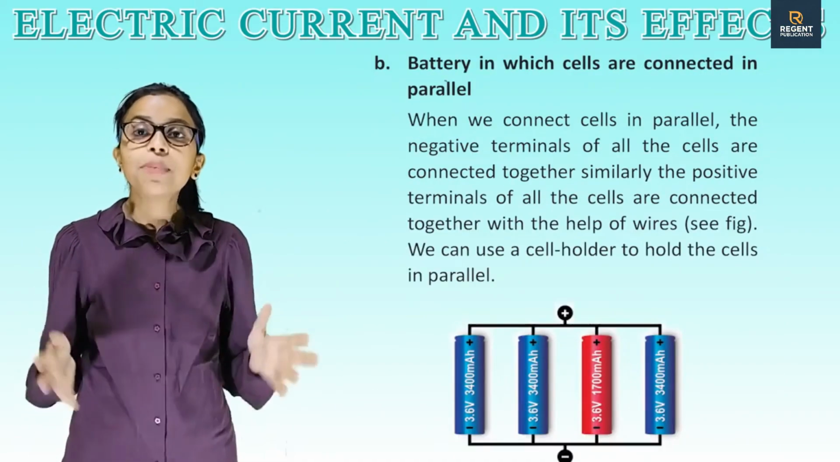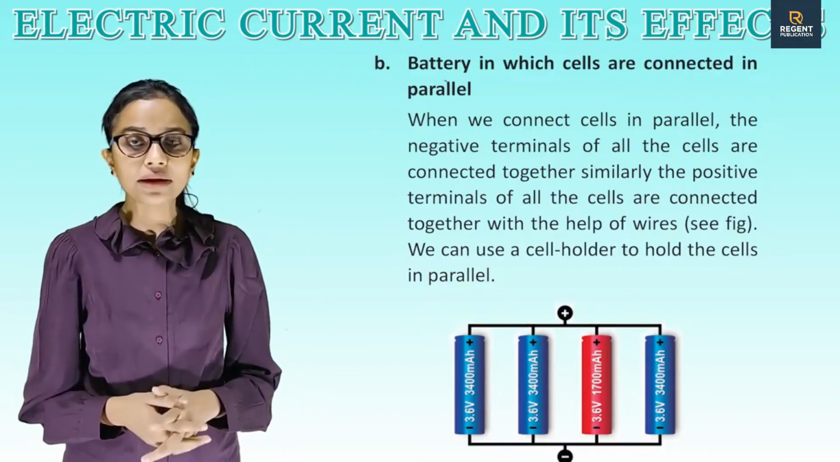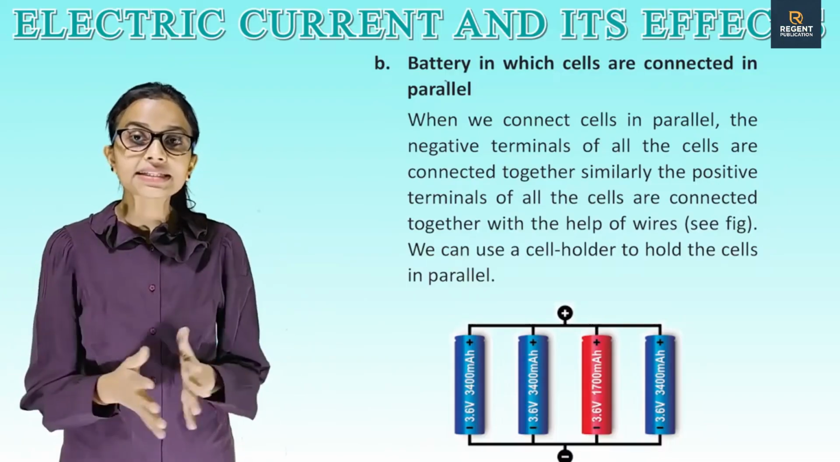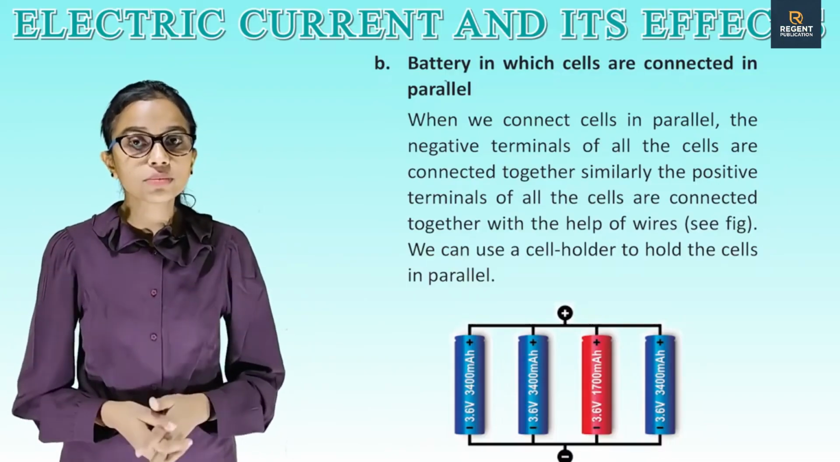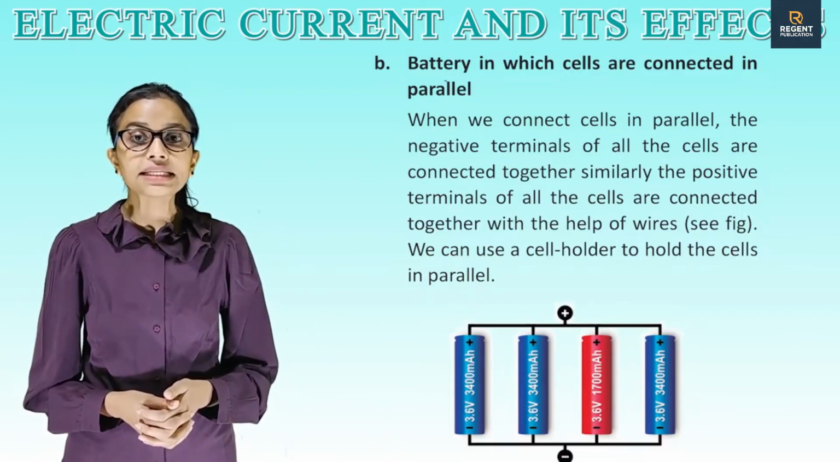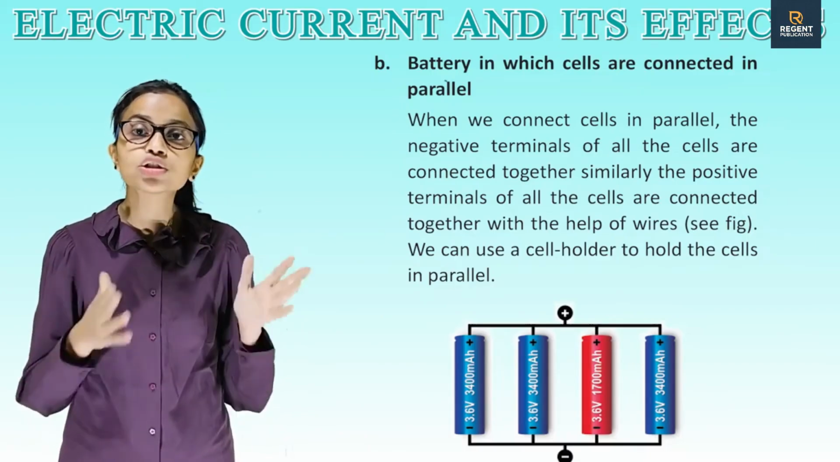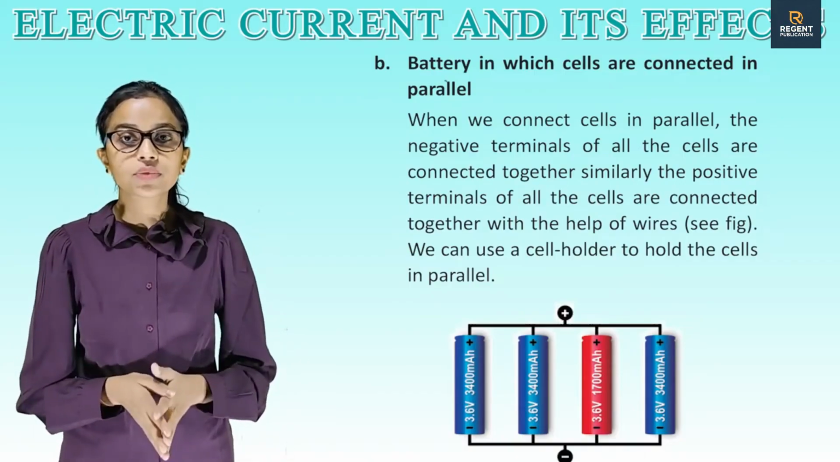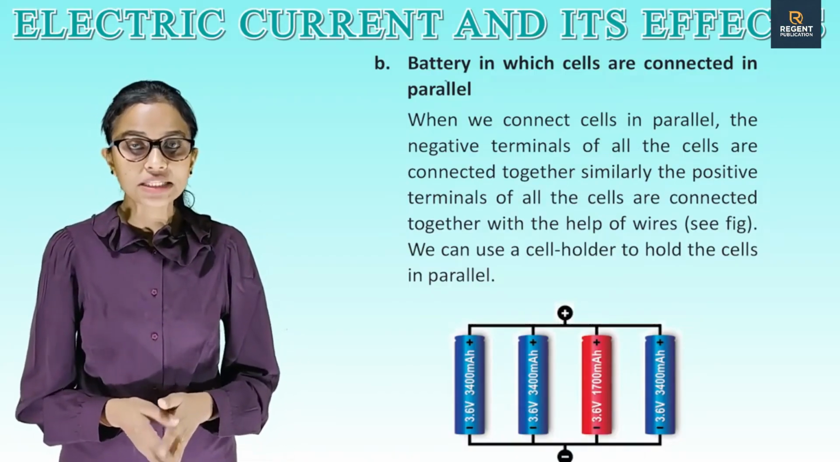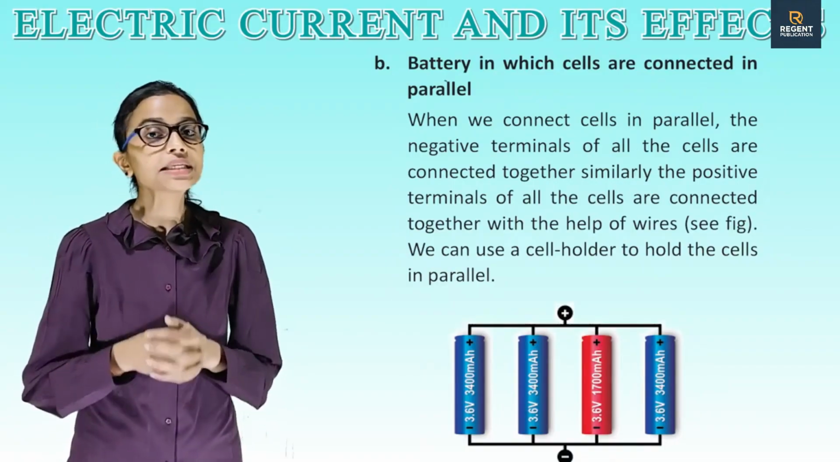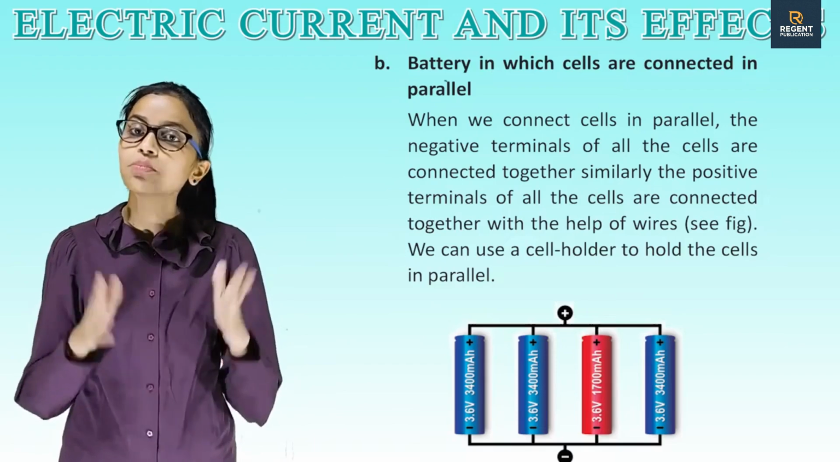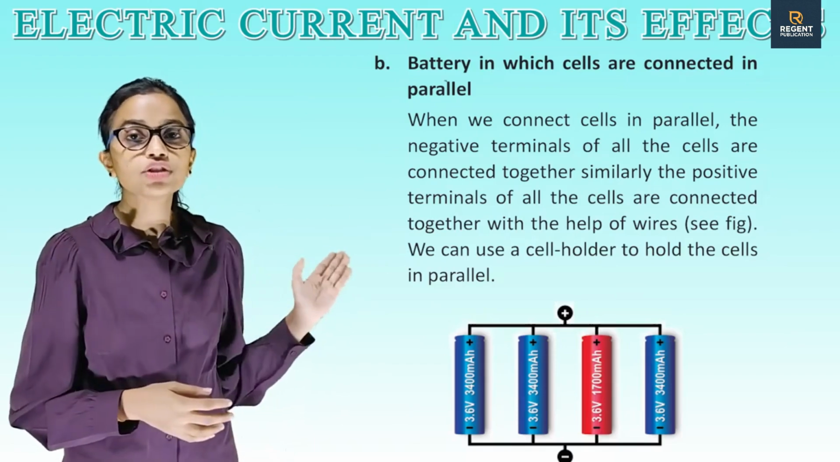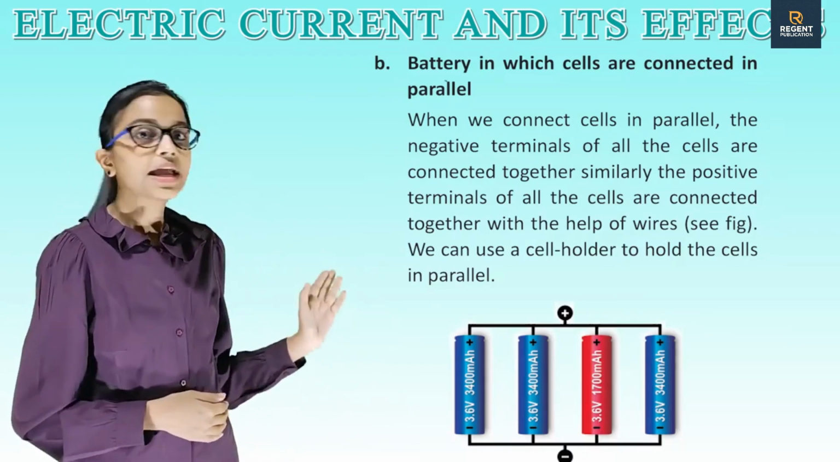B. Battery in which cells are connected in parallel. When we connect cells in parallel, the negative terminals of all the cells are connected together. Similarly, the positive terminals of all cells are connected together with the help of wires. See figure. We can use a cell holder to hold the cells in parallel. This is the figure which is showing the cells in parallel.